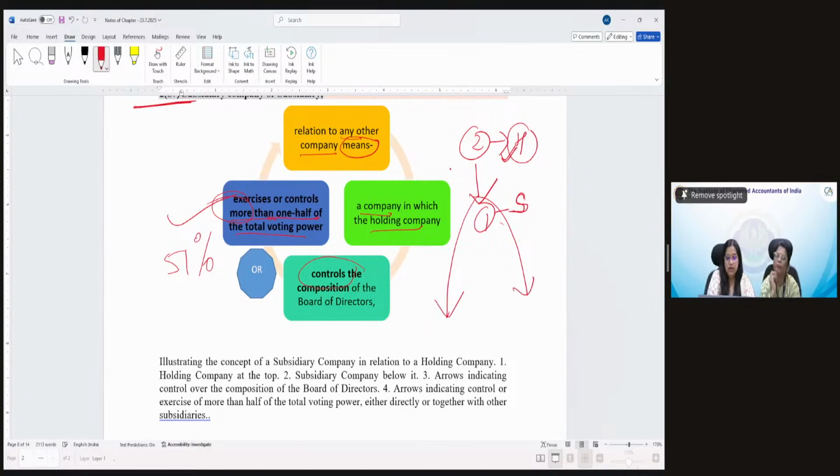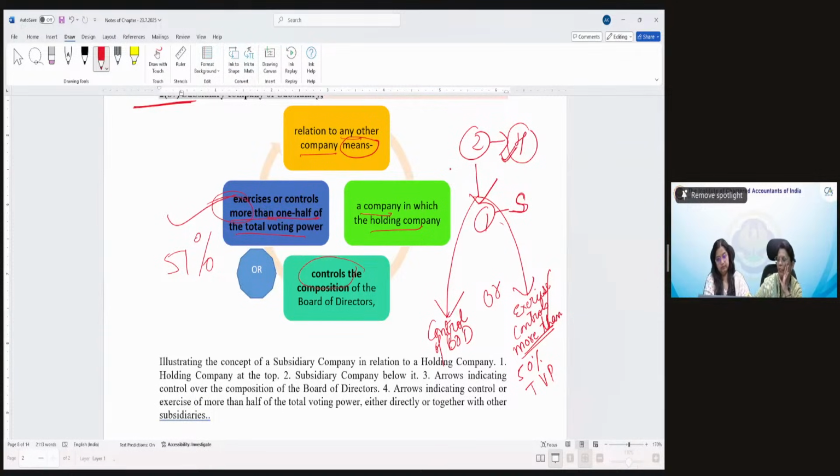Either control the composition of the board, or, the word here is "or", exercise or control more than, very important, more than 50% of total voting power.